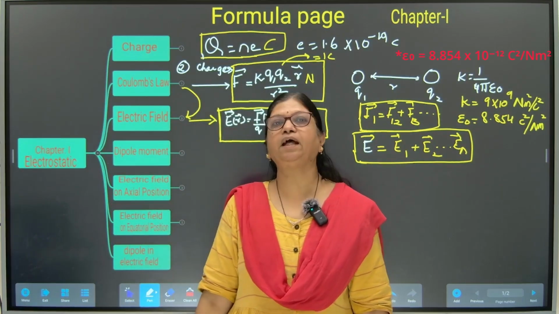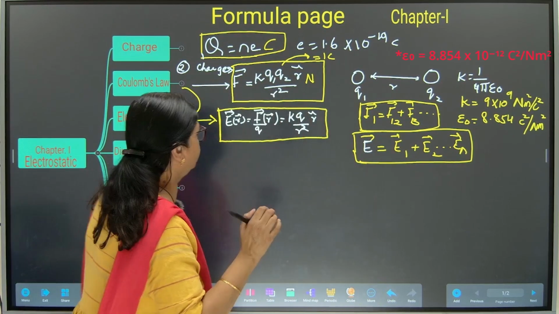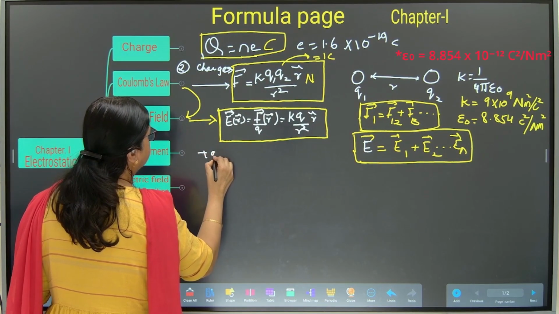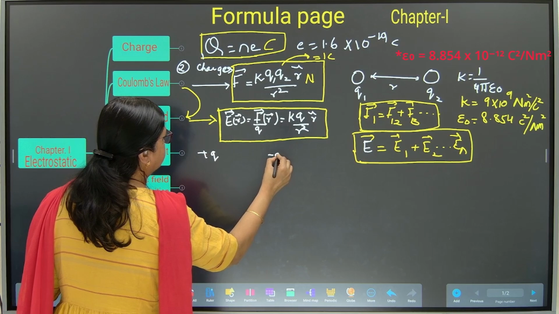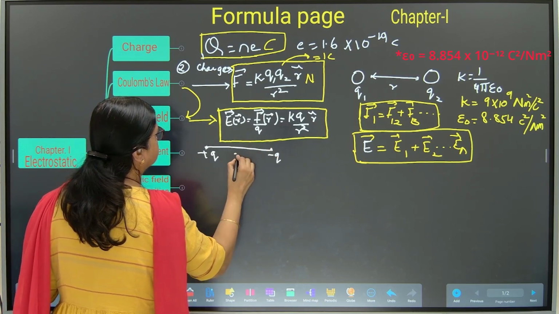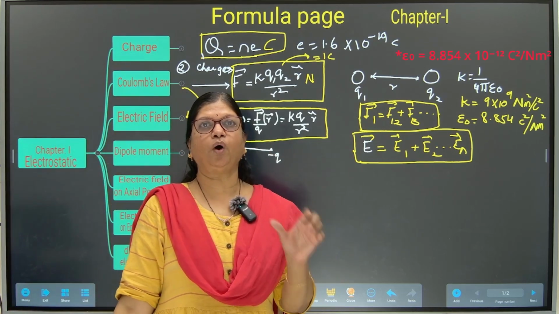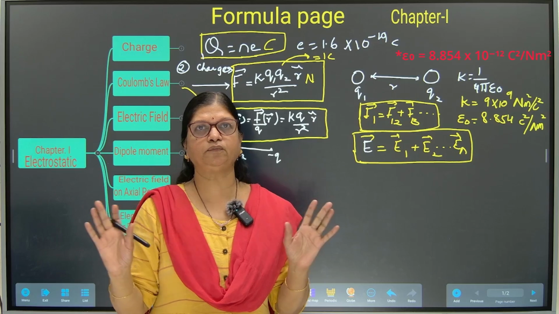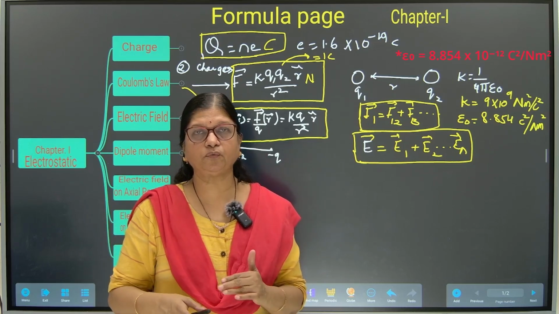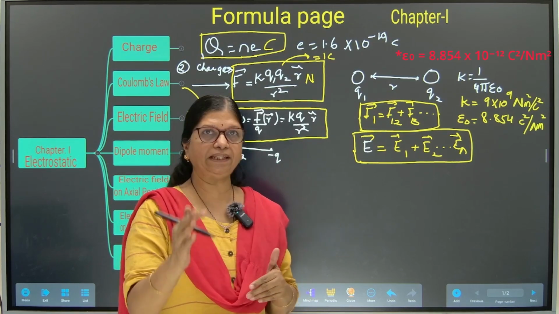Now let us consider a dipole. What is a dipole? A dipole is an arrangement in which there are two charges of different polarity. One is plus q, other is negative q, and the distance between these two charges is 2a. Okay, so this is a combination of two charges with a distance of 2a. That arrangement is called a dipole.